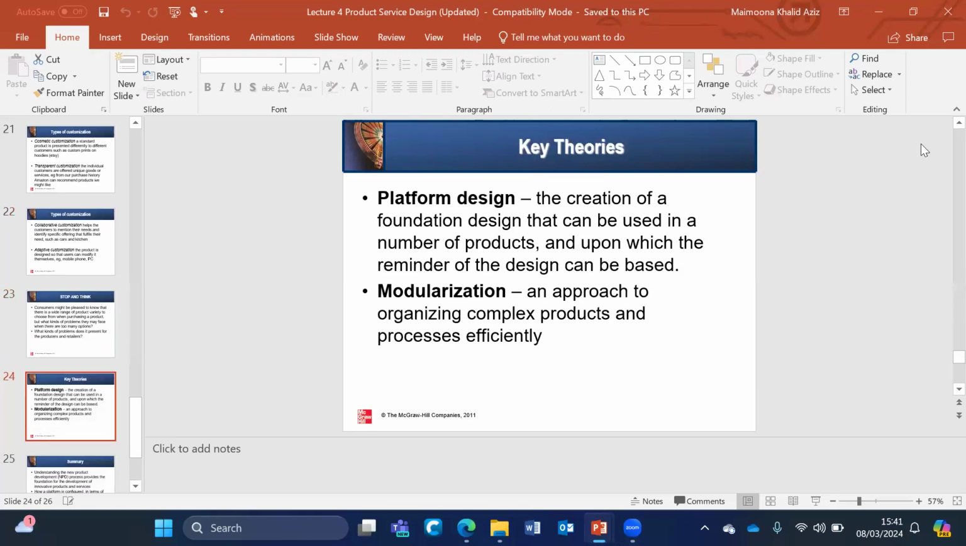Then, as we spoke about earlier, there's platform design and there's modularization. These are the two main concepts that we need to know about production. And other than that, that's it for this chapter.